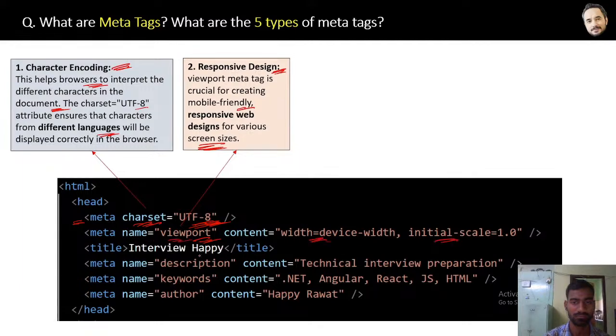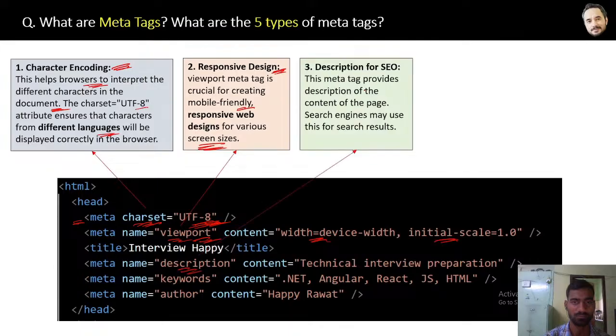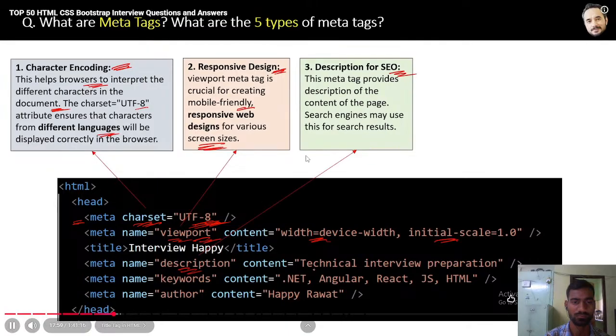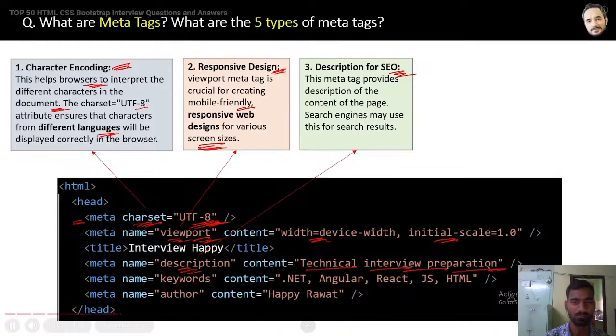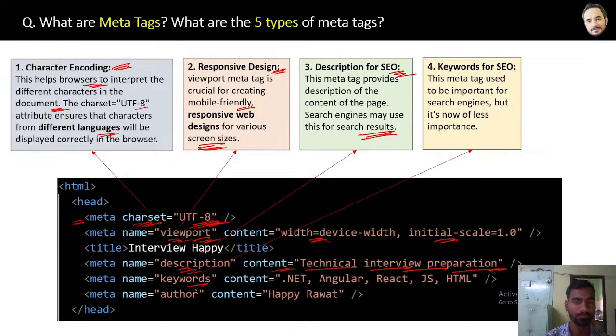The third meta tag is description, which is important for SEO. This provides a description of the content of the page. It is a little bit more than the title. So search engines may use this for the search result. Now, fourth is the keywords. It is important for SEO again, but this meta tag nowadays is of less importance. I think now we don't need it, but yes, I keep it here just for information. It's a kind of meta tag.